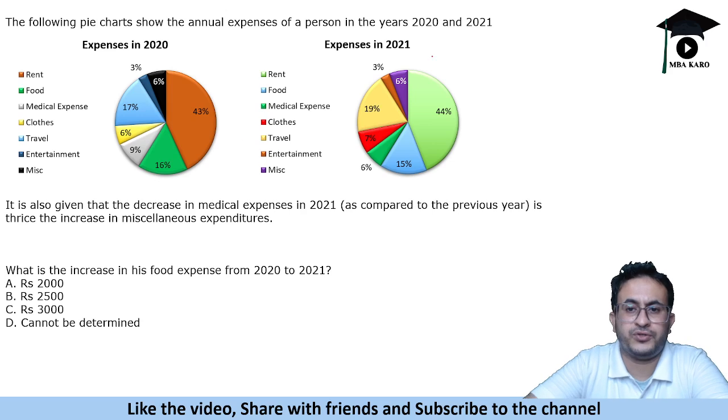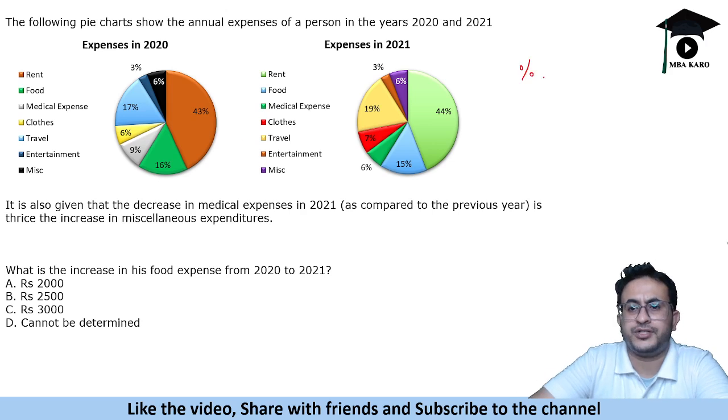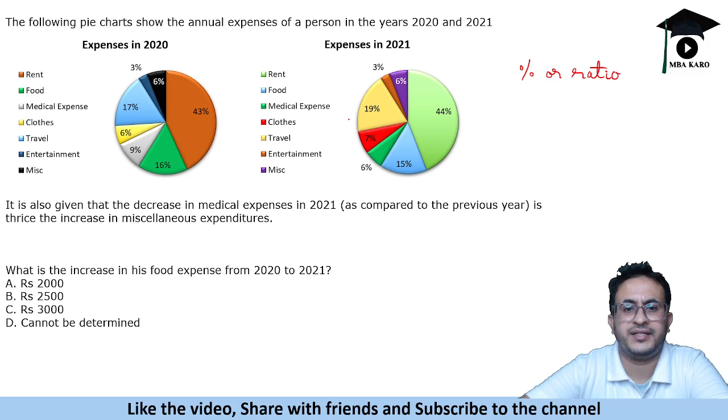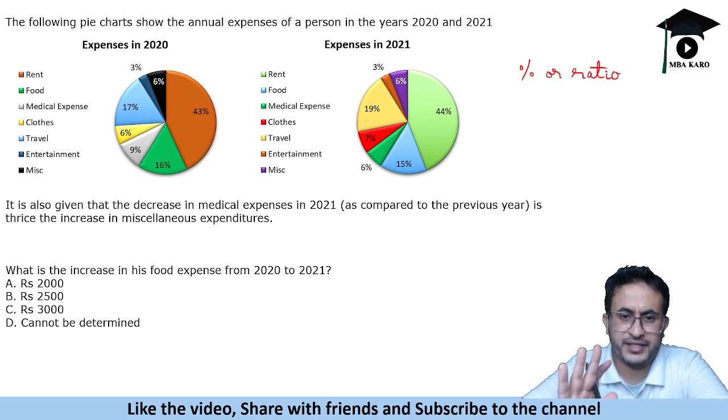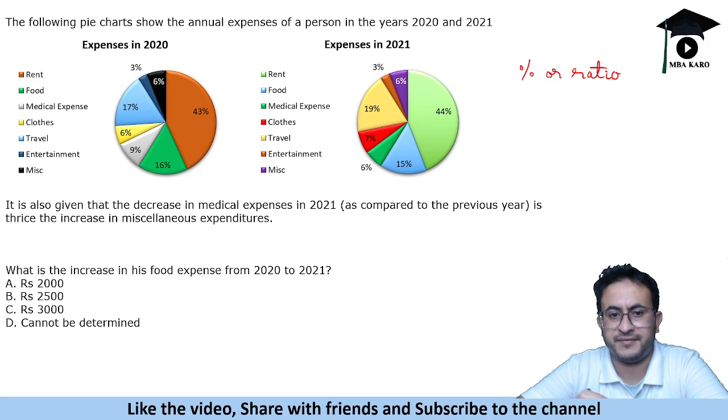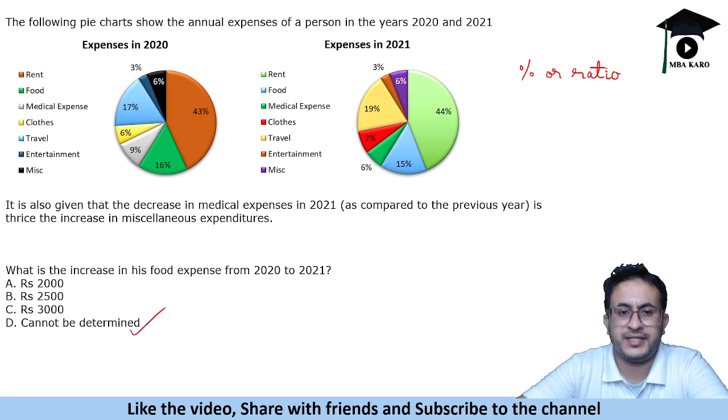We can answer only those questions that involve percentage or ratios, right? Because we are given the percentages and ratios, we cannot answer any absolute value question unless some absolute data is given. Suppose some number is given that the entertainment expenditure is this or any such thing, we could answer a question. But unless we are given any absolute value, we cannot answer any of such questions. So the answer is cannot be determined.